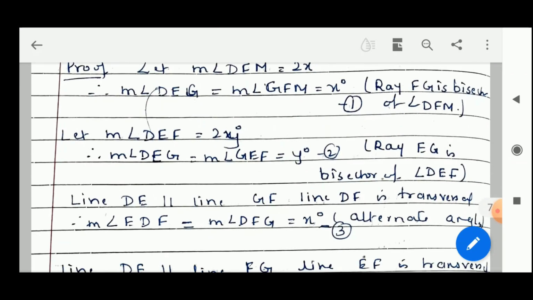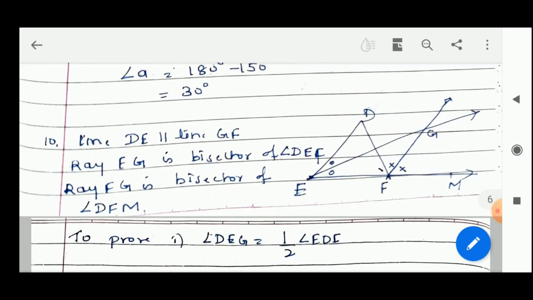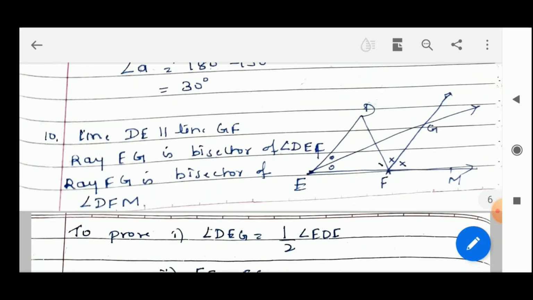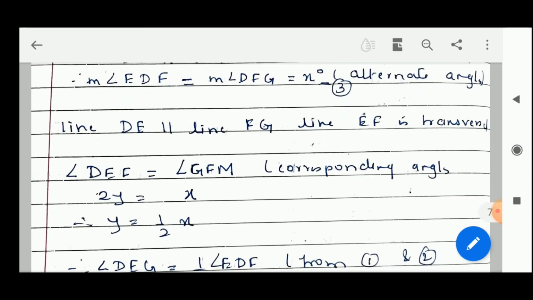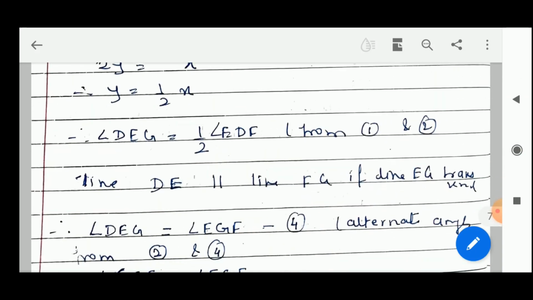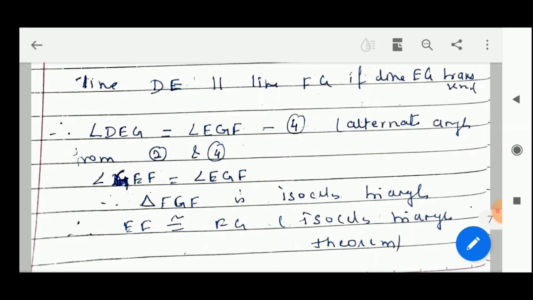Now line DE is parallel to line GF and line DF is the transversal. So angle EDF is equal to angle DFG, and angle DEG is equal to angle EGF, that is the alternate angles. So angle GEF is equal to angle EGF. So triangle EGF is an isosceles triangle. So EF is equal to FG.